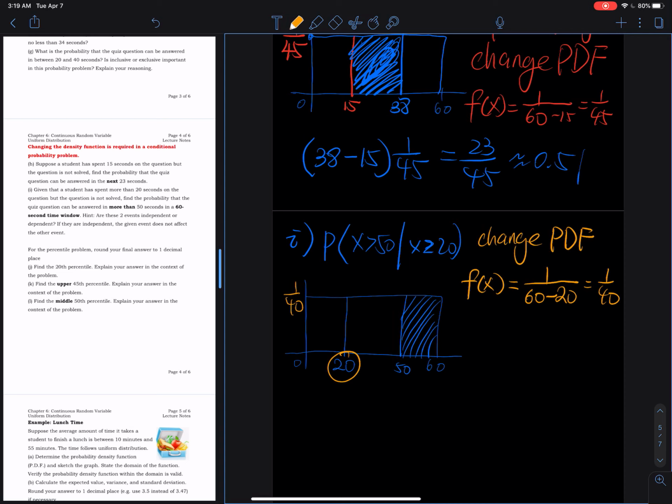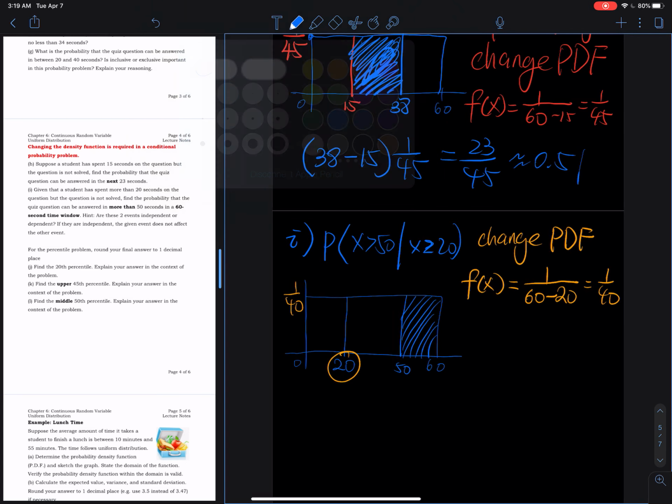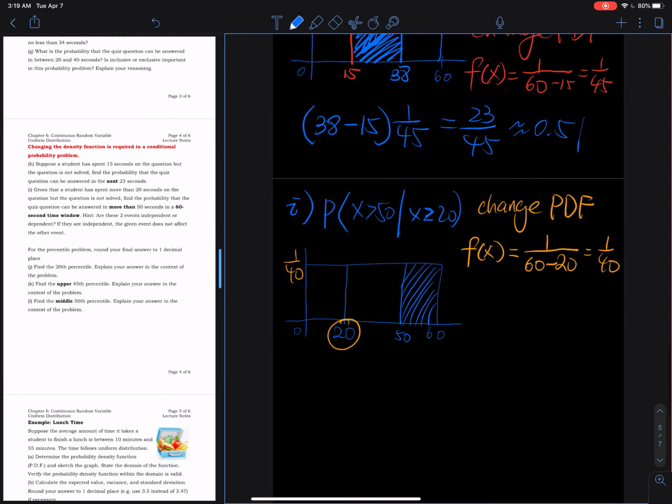Okay, what's the probability? Going back to blue, the probability is just this area. When you look for a probability, I am looking at this area. I don't care about the stuff that you wrote somewhere else. What is the area of this rectangle? The answer is 60 minus 50 times 1 over 40. Then you have 10 over 40. That is a quarter, right? 0.25. That is your answer.